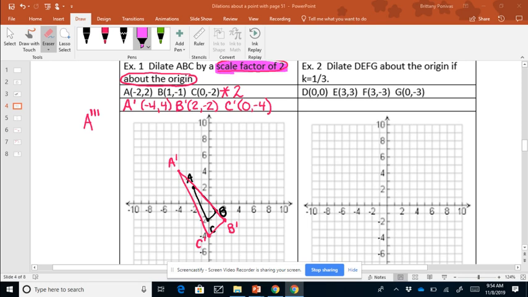2, it says dilate EFG about the origin. So the first thing we're going to do is plot those points. So with your regular writing utensil, D is at 0, 0.